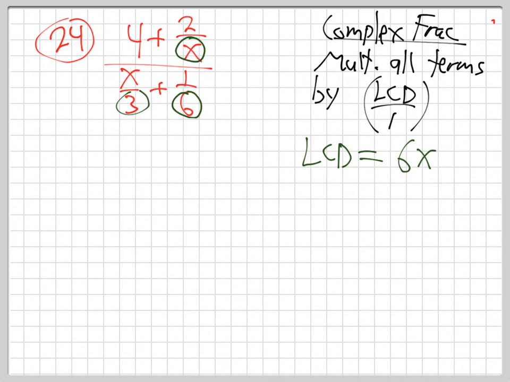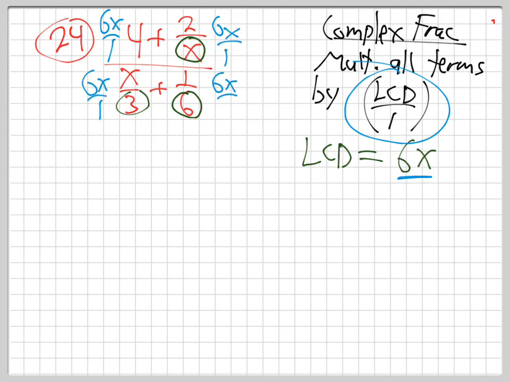That's the second method. Multiply all 3 of them. That's what a lot of the tutors know. You can multiply them all together and get 18x. That'll work. But 6x will be a little more efficient. So what do we do with it now? We multiply that over 1. So 6x over 1 to all the terms.